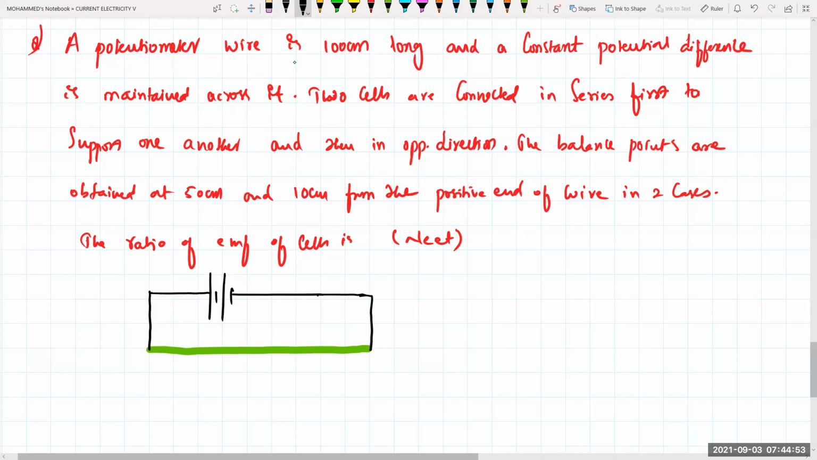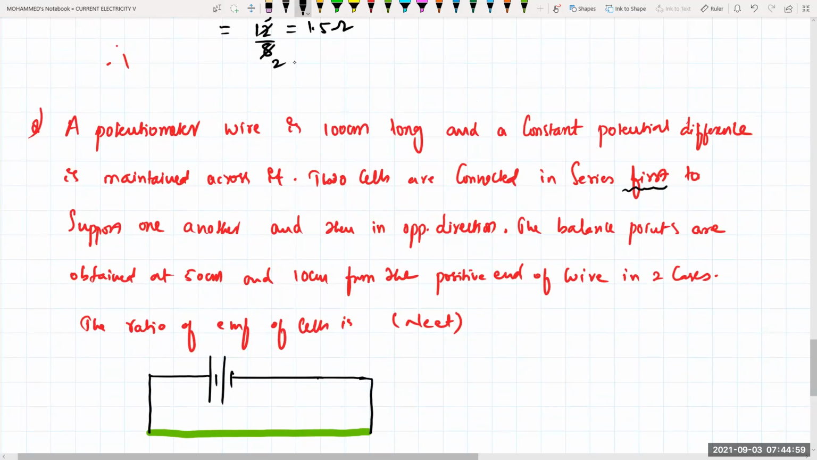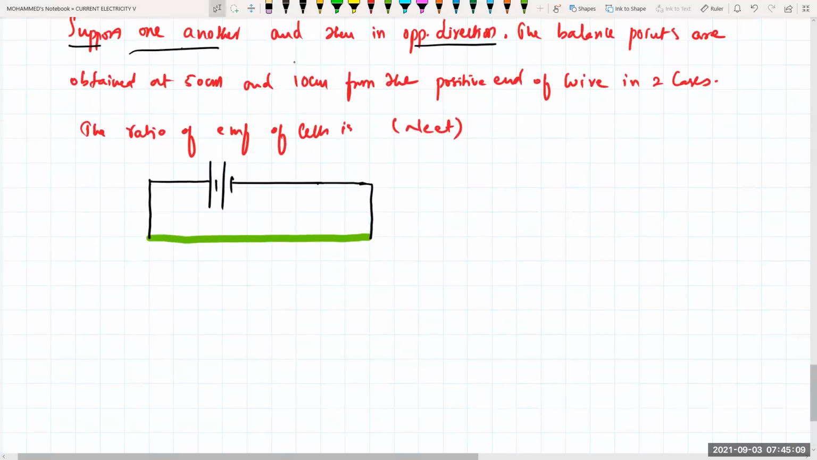And a constant potential difference is maintained across it. Two cells are connected in series, first to support one another and then in opposite directions. And the two cells we are connecting, in your first one I'll draw here right now.